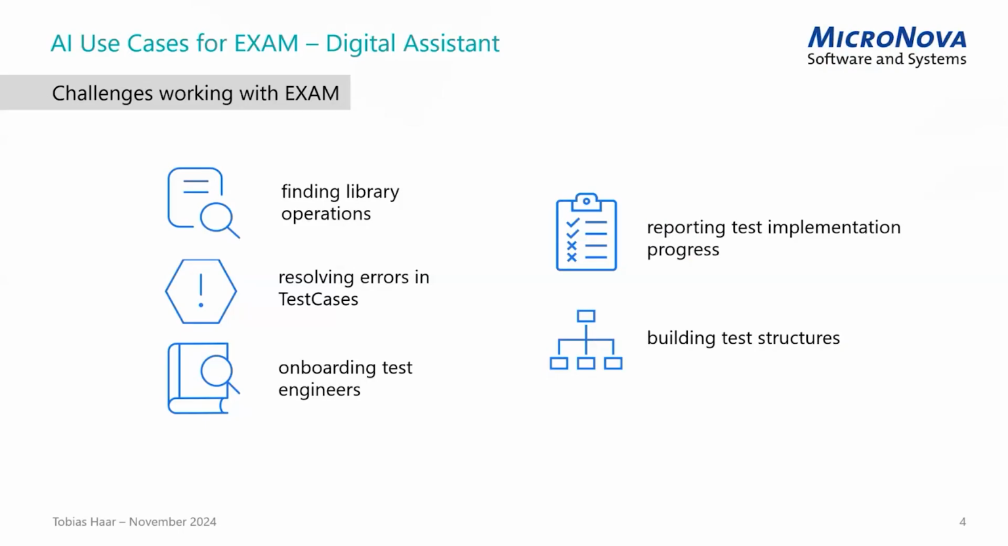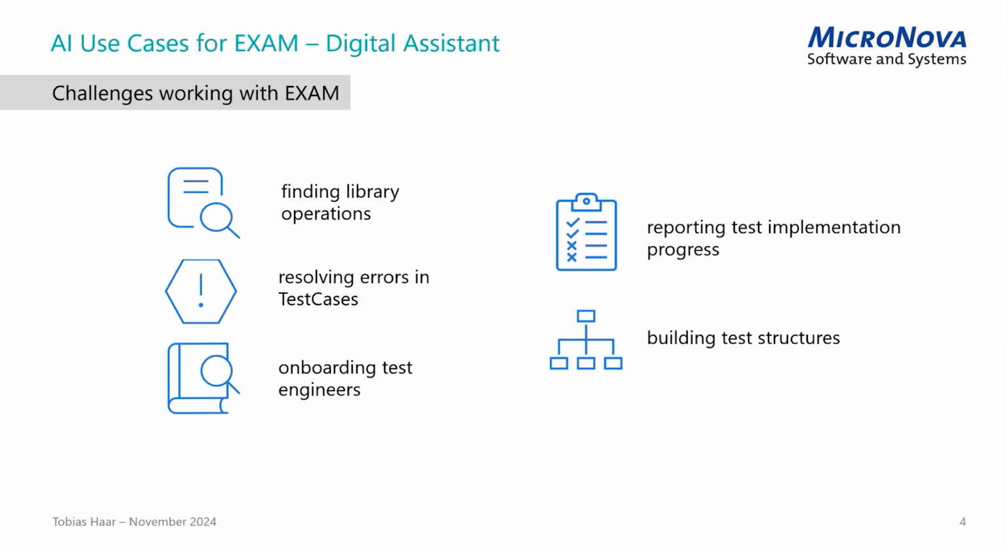So why are we actually doing this? There are a couple of challenges when working with exam that we will be able to assist with this. And one would be to find library operations. So the current exam search is based on pattern matching. So we don't find similar words. So if we search in the exam search for a specific word, we find the operations that have this specific word in it or in the description, for example. And this is probably, as you might have guessed, not optimal.